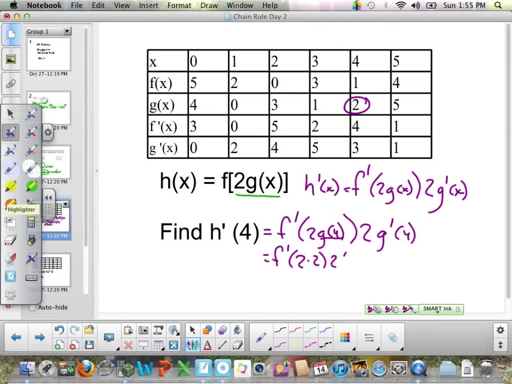Then 2 times g prime of 4 is 3. Right, f prime of 4 is 4. This is 4 times 6, which is 24. So if you're given a chart, you're going to apply the same rules. All right, let's try another example of this.